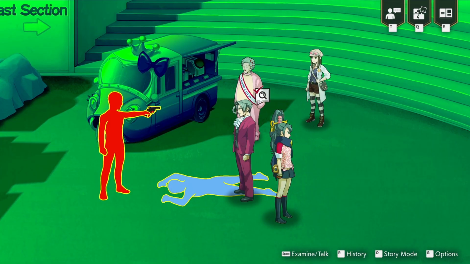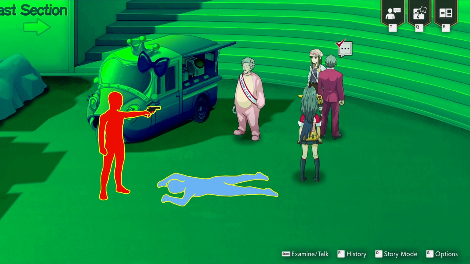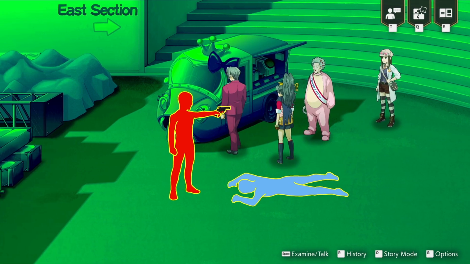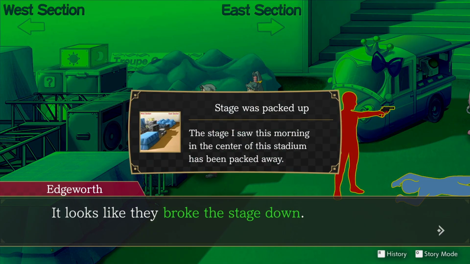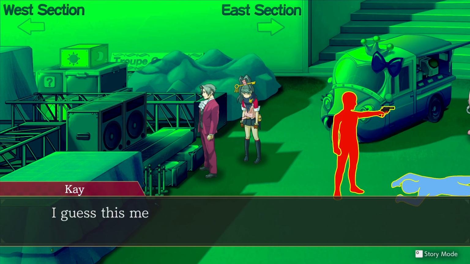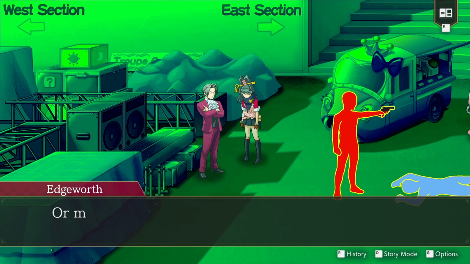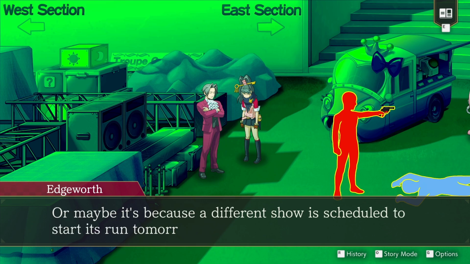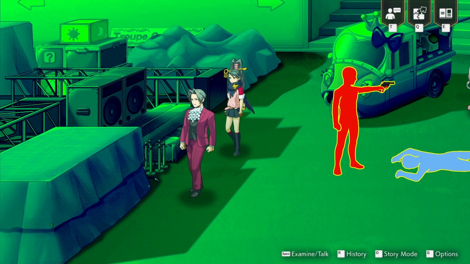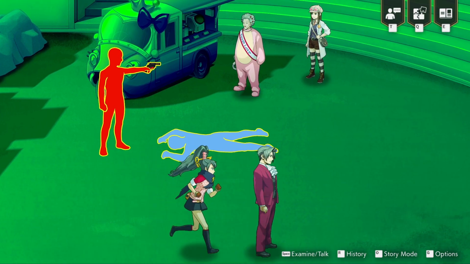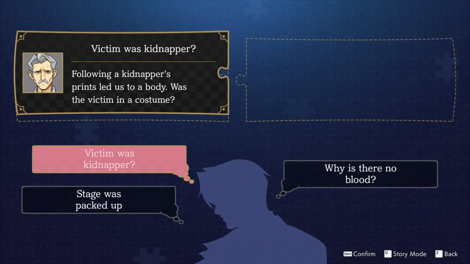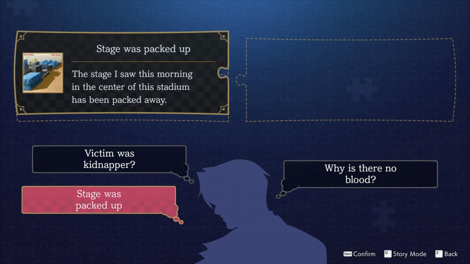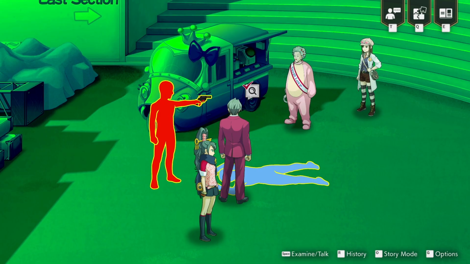Actually, I'm wondering, what does Emma have to say about this technology? Oh, she has nothing to say. It looks like they broke the stage down. That was quick. I guess this means they're done for the day. Or maybe it's because a different show is scheduled to start its run tomorrow. Wait a second. It was not packed down when we arrived here earlier. But this has something to do with it. Maybe those could be a potential connection. The stage was packed up, and that's why there's no blood.